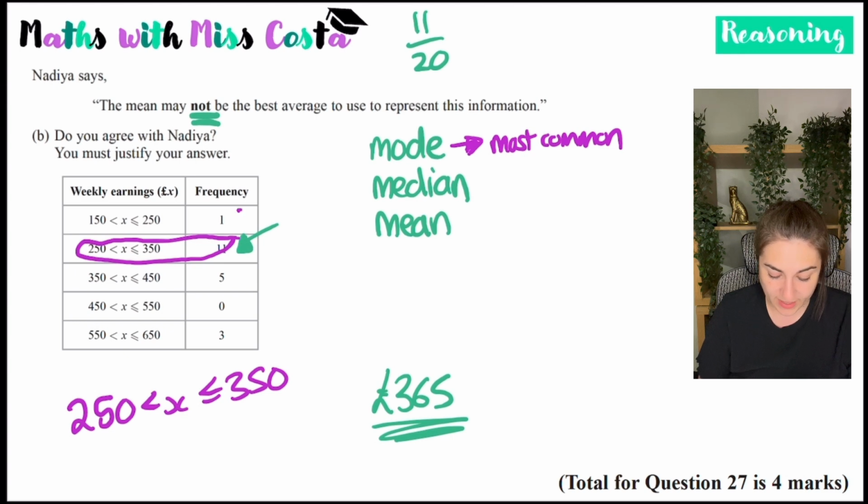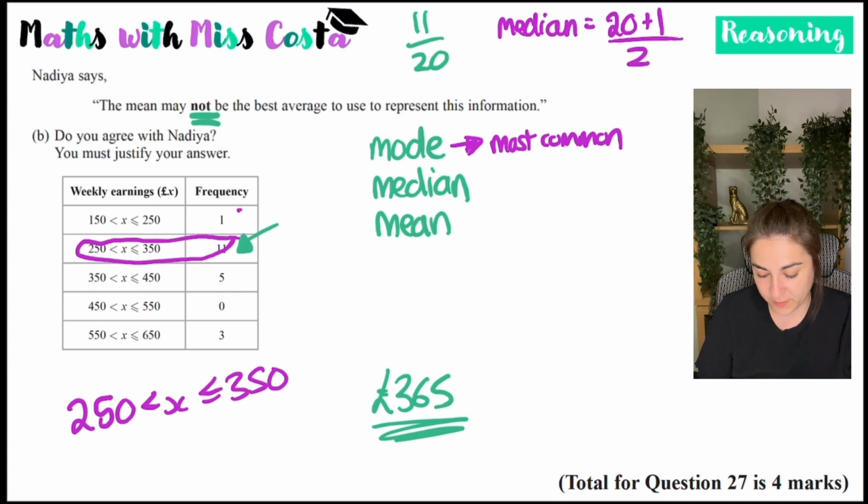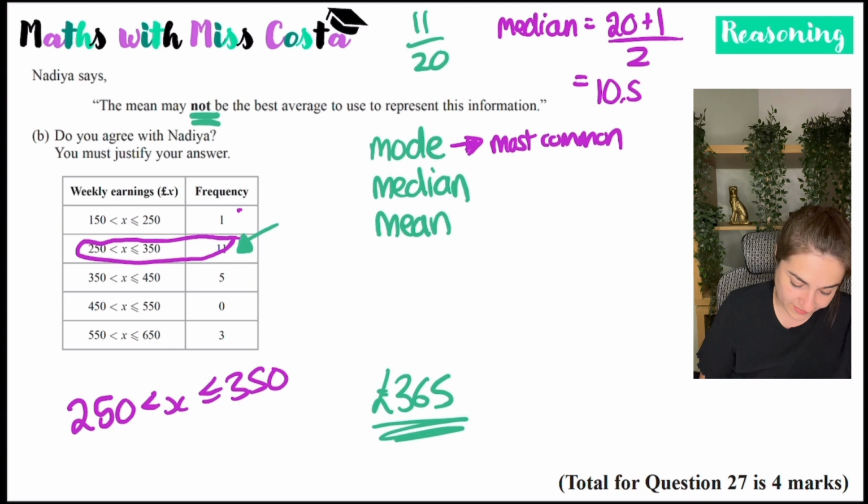To work out the median, what you do is you have your frequency, which is 20. You add 1 and then you divide by 2. So 21 divided by 2 is 10.5. So the 10.5 value would tell you the median. And the 10.5 value would land in this interval here.